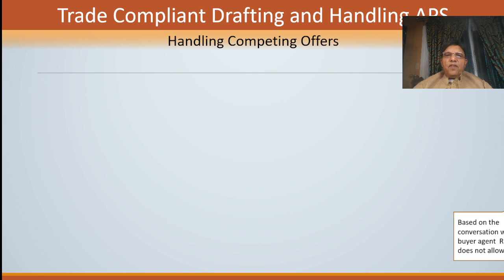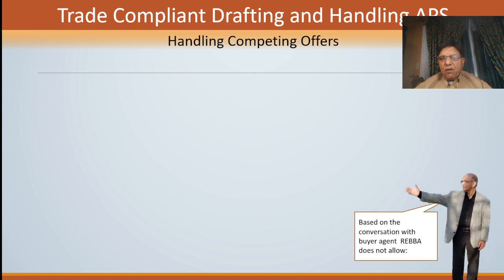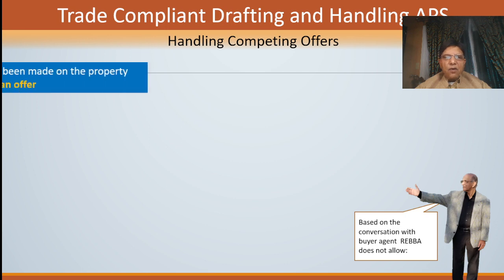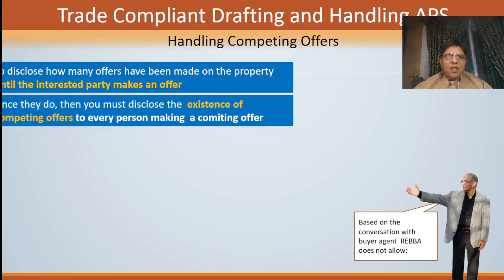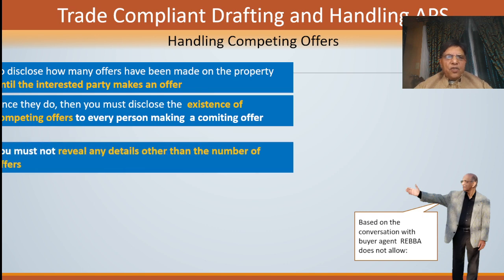Handling competing offers: how to handle competing offers, based on the conversation with the buyer agent. RIBA does not allow you to disclose how many offers have been made on the property until the interested party makes an offer. Once they do, then you must disclose the existence of the competing offer to every person making an offer. You must not reveal any details other than the number of offers.